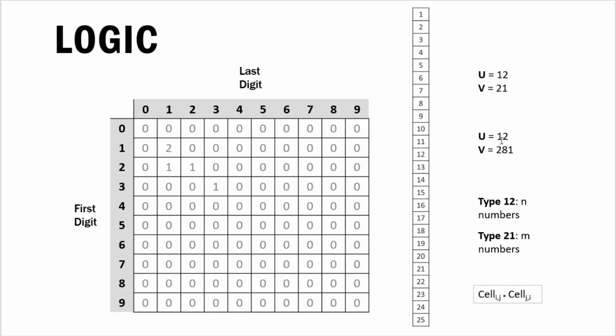Again here we can see that the first digit of u is the same as the last digit of v, and the first digit of v is the same as the last digit of u. So these two form a valid pair. So let's say there are n numbers of the type 1, 2 and there are m numbers of type 2, 1 in total, then all n numbers will pair with all the m numbers. So we will just multiply n and m to get all possible pairs of this type.